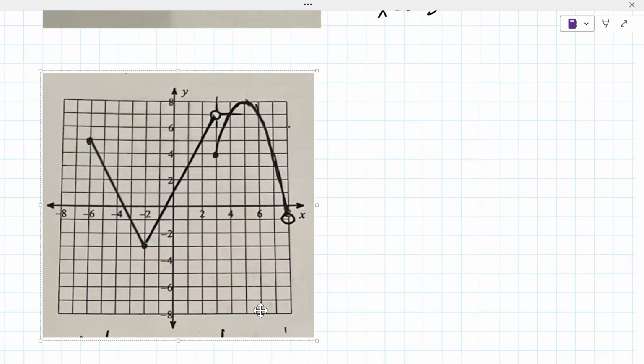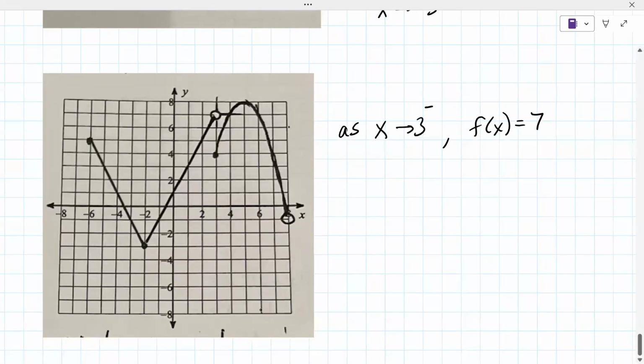Okay. Sorry. So let's see. From the left, I think it would be 7. You want to say it this way, as x approaches 3 from the left, f of x is 7. Okay, so can you give me it from the other direction? As x approaches 3 from the right, f of x equals 4. Good. All right. Any questions on that? Nope. All good.